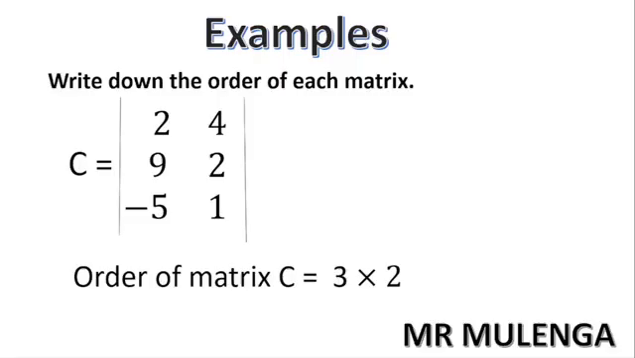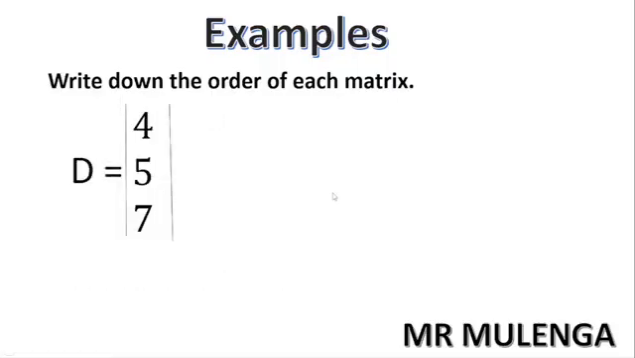So the resulting matrix that you are going to have will have the same number of rows as the first matrix and the same number of columns as the second matrix. This is very important. It helps you when it comes to addition and multiplication of matrices. So we now look at our last example.